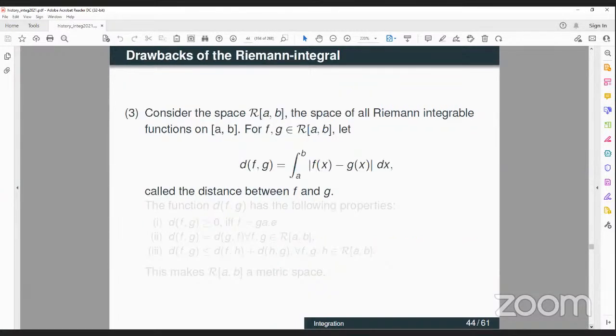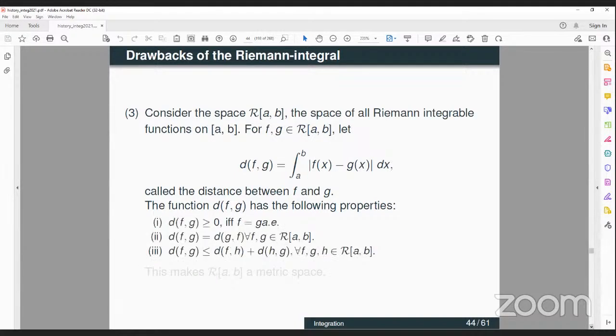I will just spend a few minutes more to say something beyond Riemann integration. If you denote by R[a,b] the class of all Riemann integrable functions, one can define a metric on this space, namely d(f,g) equal to the integral of the area between the two curves, essentially. And here we are identifying functions which are equal almost everywhere. For that, it satisfies the properties of a metric. So R[a,b] becomes a metric space.